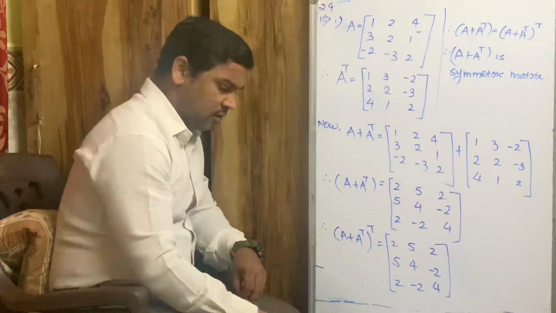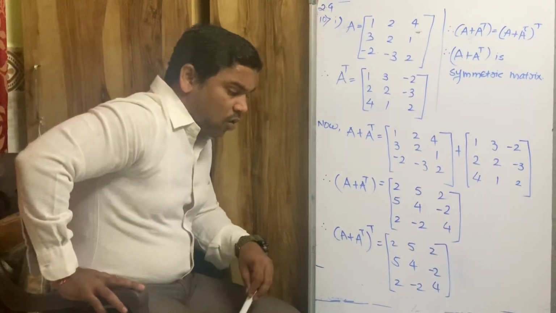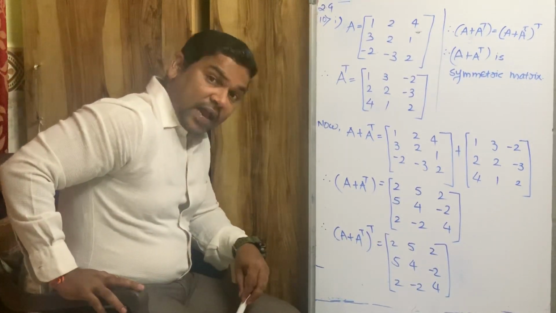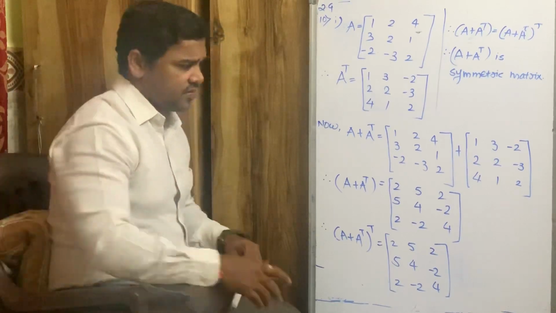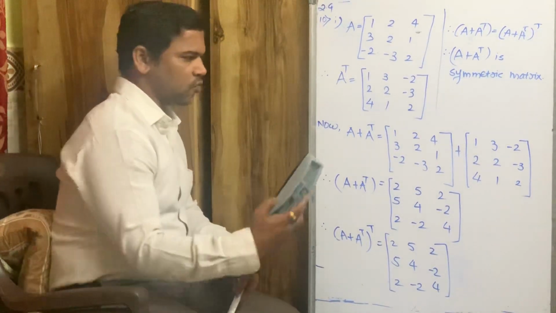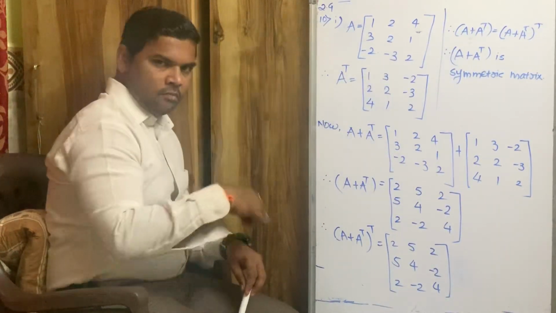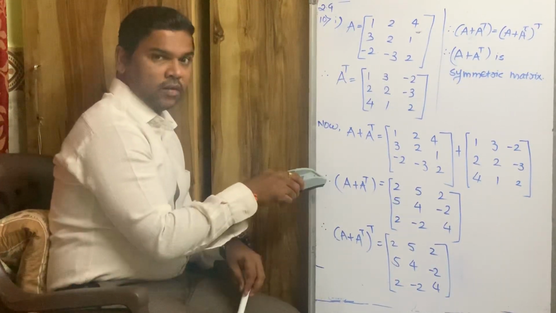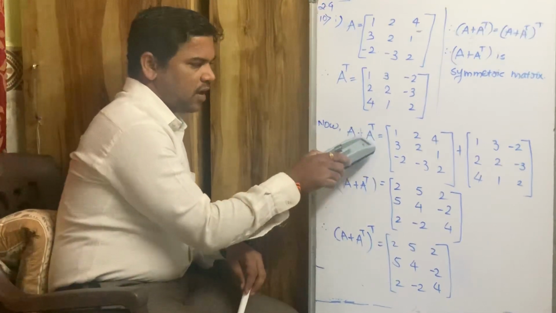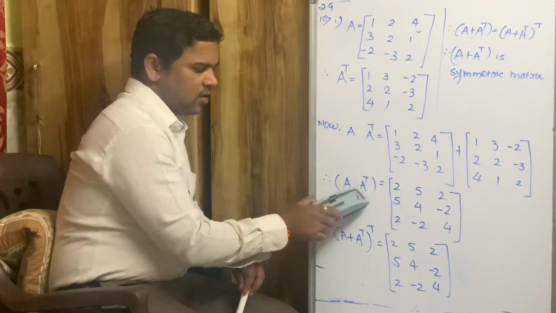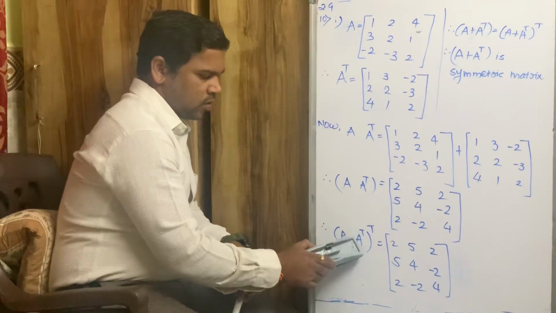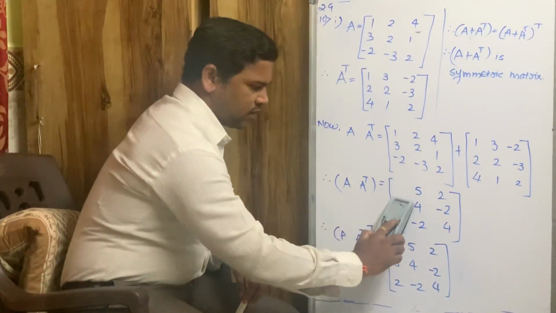Now the next part is we have to show or prove that A minus A transpose is skew-symmetric. So let's try for A minus A transpose. Okay. After finishing this, then write down the next step, A minus A transpose. So let's check it out, A minus A transpose.